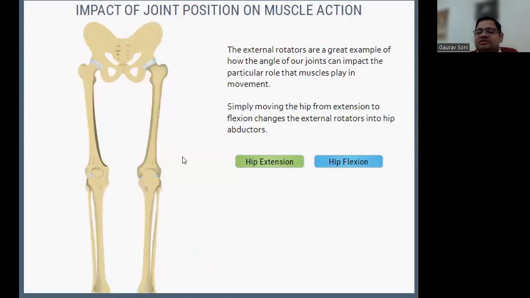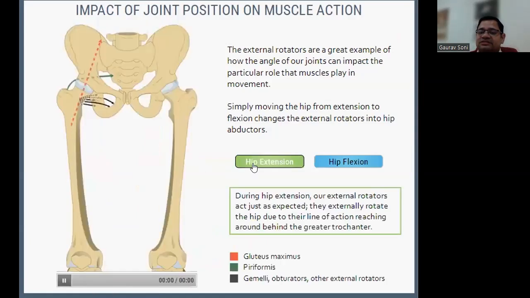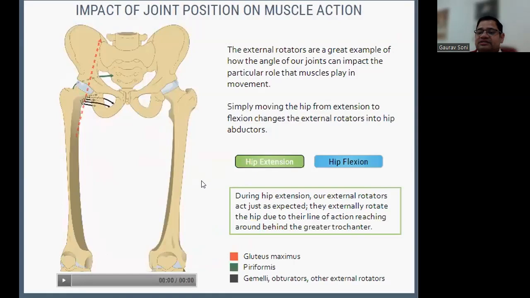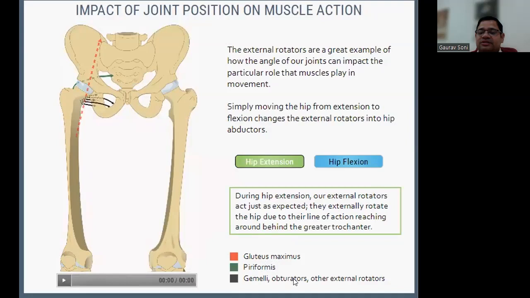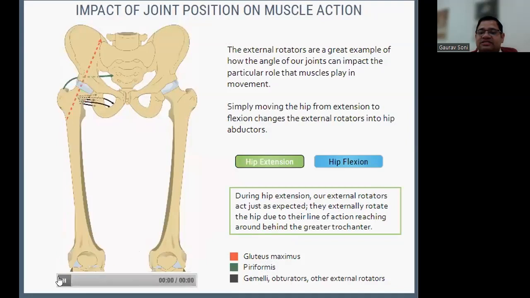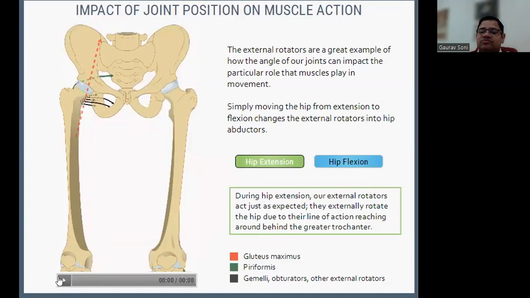The last part of this video will be the impact of joint motion on muscle action. The external rotators are a great example of how the angle of our joint can impact the particular role of a muscle in movement. During hip extension, the external rotators act just as expected. They externally rotate the hip due to the line of action reaching behind the greater trochanter. Again, you can see the video. This is how it's happening. Gluteus maximus is helping, piriformis is helping, gemelli, obturator, and other external rotators are helping. So this is what they have to do.